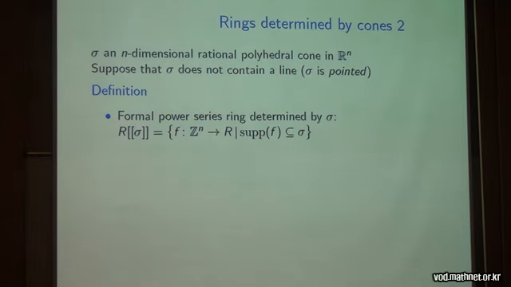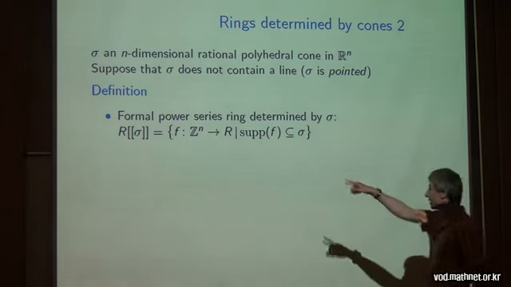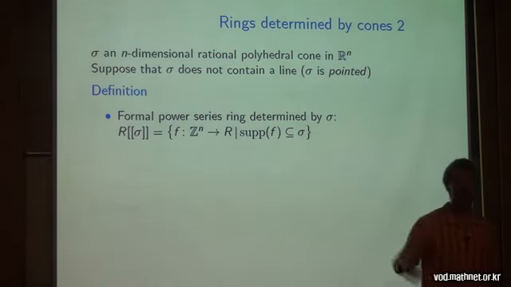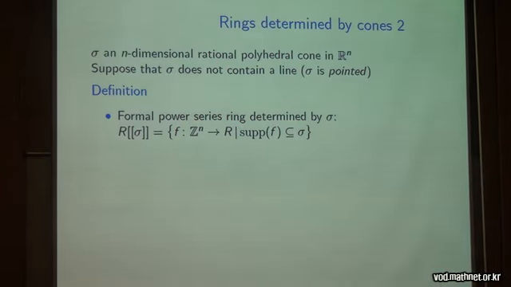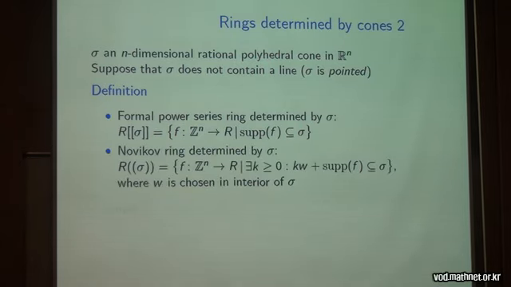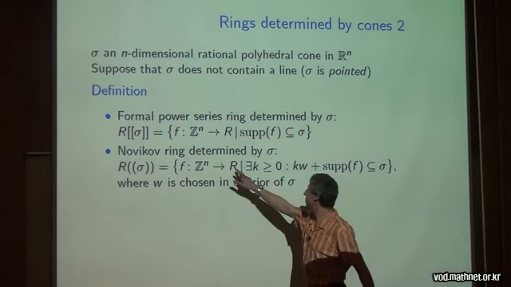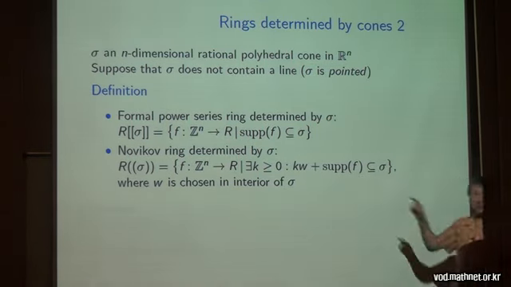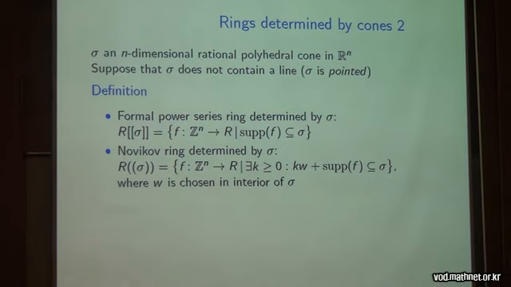So this is then denoted by R double square brackets, because this is something like a power series ring, formal power series ring. Right? And I can vary that a little bit. Well, that's what I call the Novikov ring, determined by the cone sigma. That is, pretty much the same. You look at functions from Zn to R. Now, you don't want the support to be in sigma. You want the support to be a set such that if you shift finitely often in a direction, then the support ends up inside sigma.